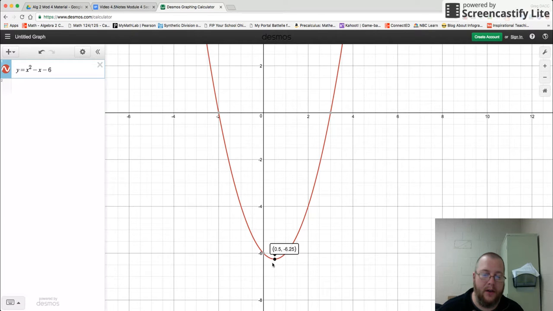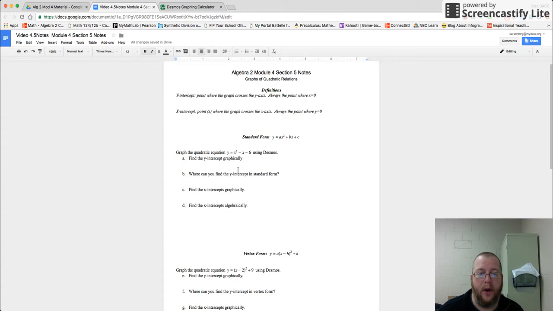But the things that are interesting in this section is we have this point where it crosses the y-axis, which is (0, negative 6). And this one has two x-intercepts, which happen to be very nice. They don't have to be very nice, but in these cases, they really are. We have (negative 2, 0) and we have (3, 0). So two x-intercepts, one y-intercept, and one vertex. So now we have the graph. We can answer a lot of these questions.